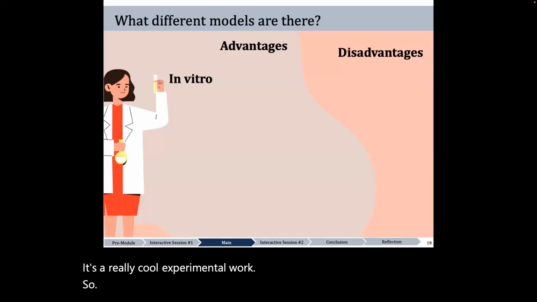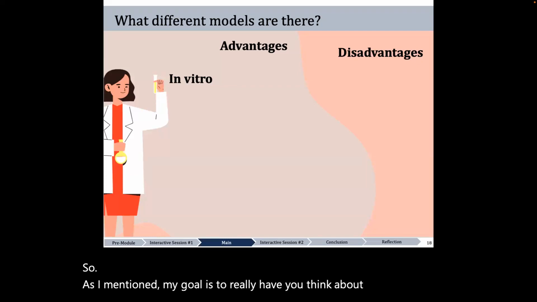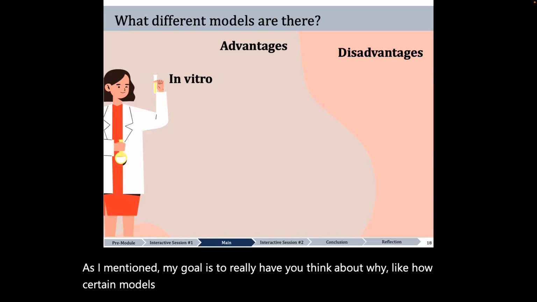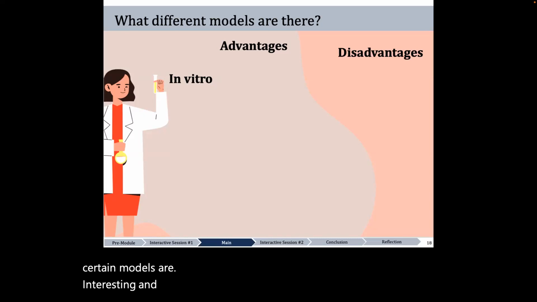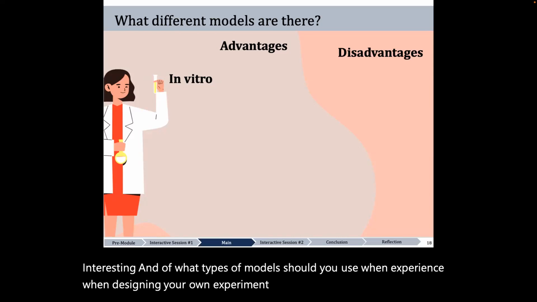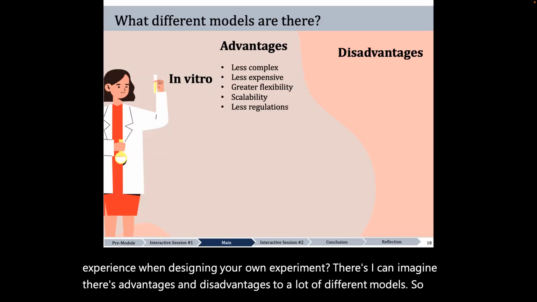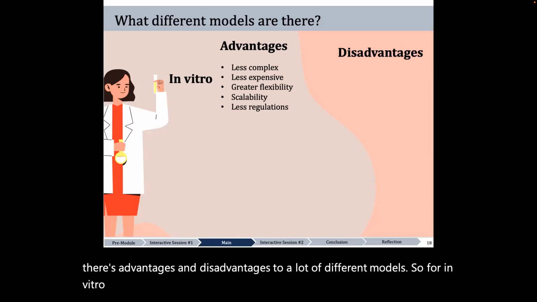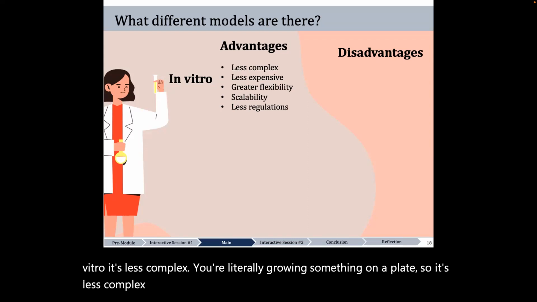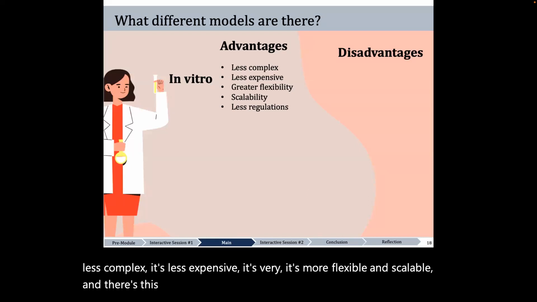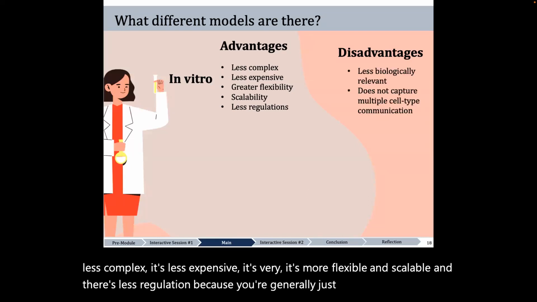As I mentioned, my goal is to really have you think about why certain models are interesting and what types of models you should use when designing your own experiment. As you can imagine, there are advantages and disadvantages to a lot of different models. For in vitro, it's less complex. You're literally growing something on a plate. So it's less complex, less expensive, more flexible and scalable, and there's just less regulation because you're generally just growing cells on a plate.